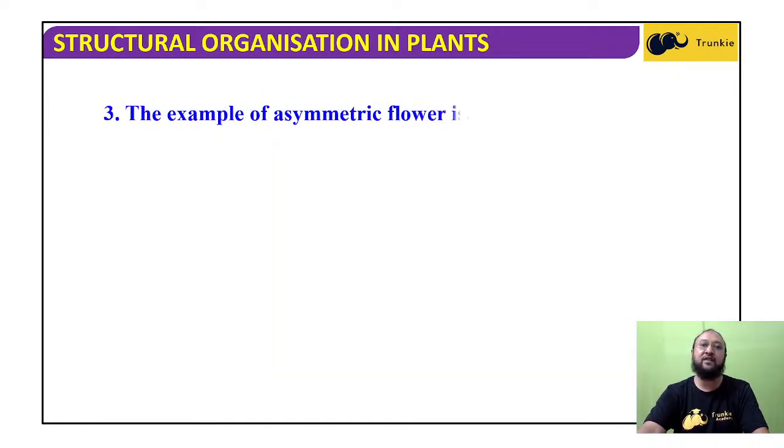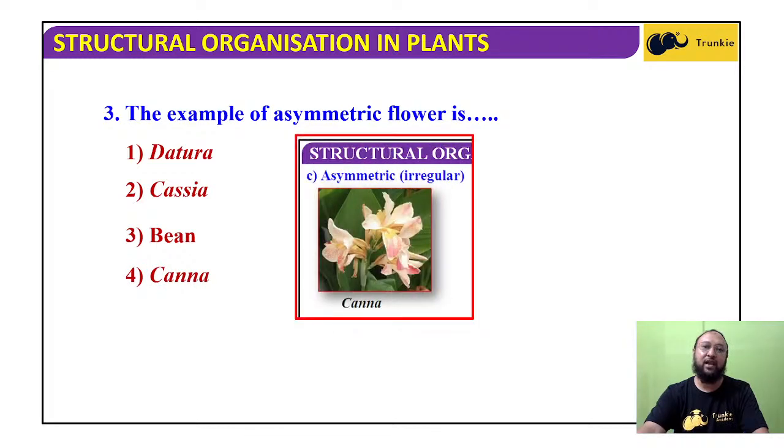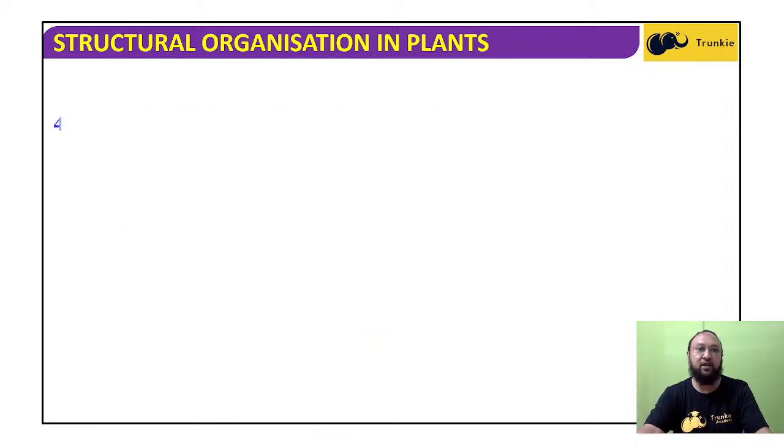The example of an asymmetric flower is datura, cassia, bean, or canna. It is canna. Asymmetry means whichever plane you cut, the flower cannot be divided into two identical and equal halves, so it is asymmetric, an irregular shape.